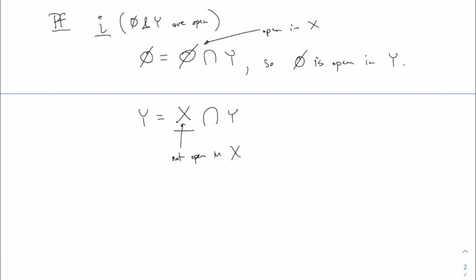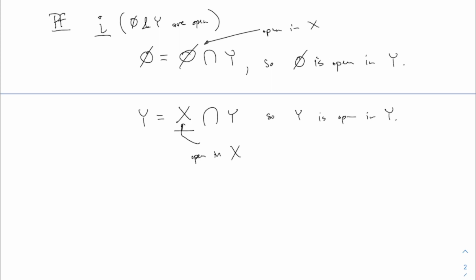Would you agree that Y equals X intersect Y? Yeah, X is everything, like the whole big space. And then if I only take the things which are in Y, that certainly does equal Y. And now that is open in X, right? That's part of the definition of the fact that X is a topological space. So the whole space X is open in X. All right, so here we conclude Y is open in Y.